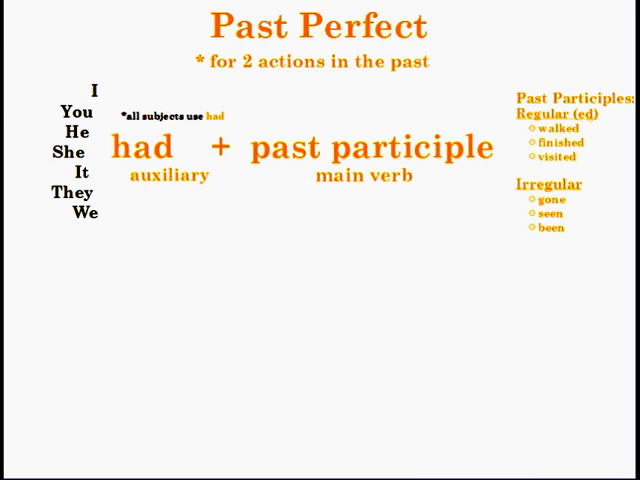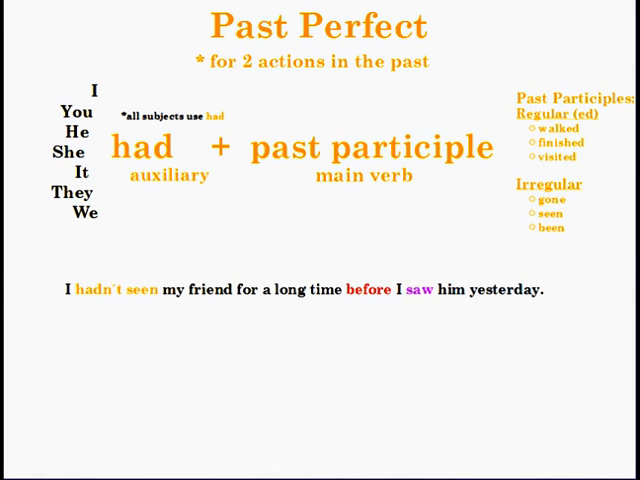But those are the regular ones with ed. But I have irregular past participles. For example, gone, seen, and been. So these are all different types of past participles, right? So let's take a look at an example. For example, I hadn't seen my friend for a long time before I saw him yesterday.